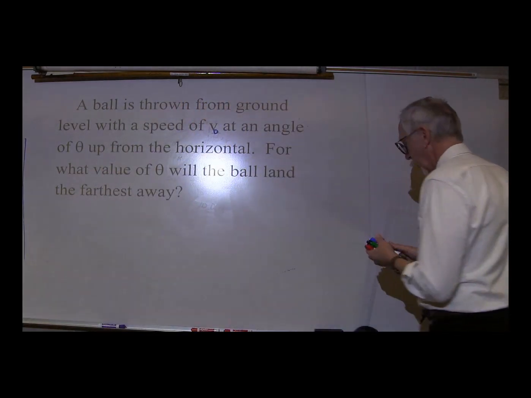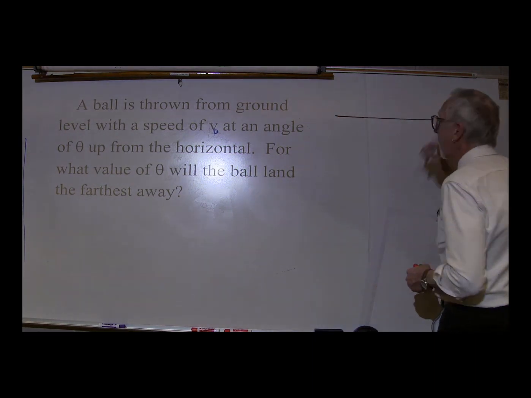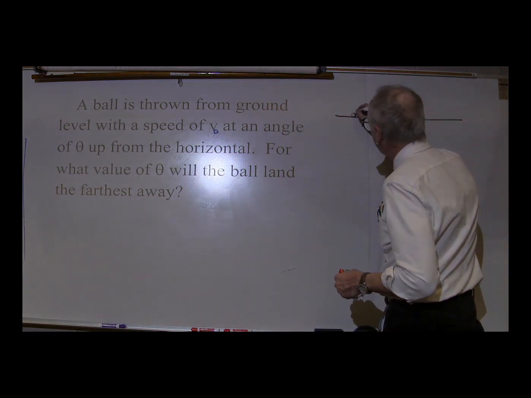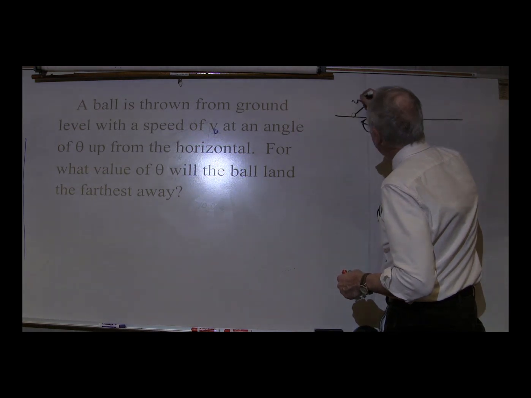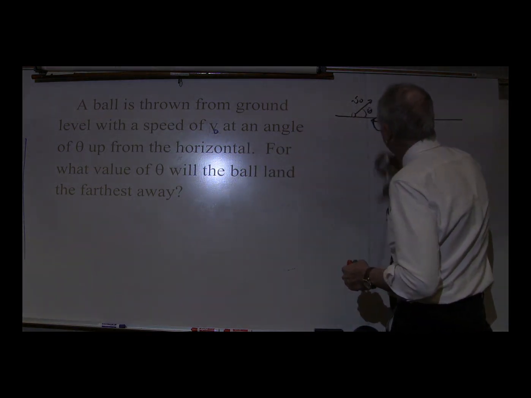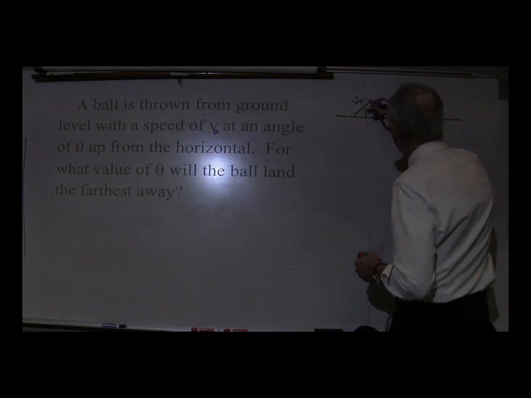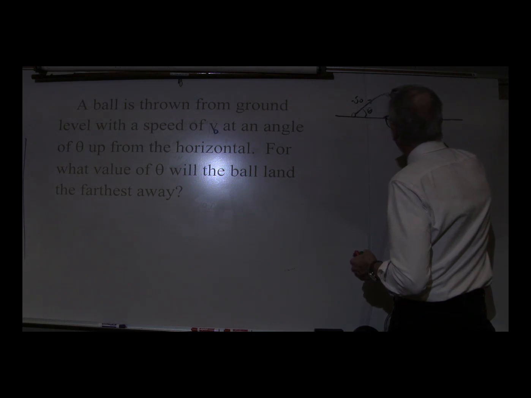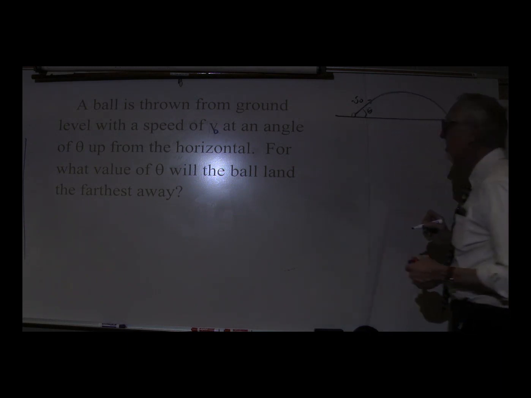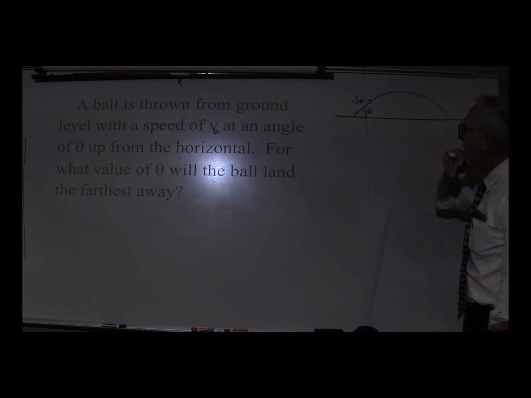So let's draw a picture here. What's going on? We are throwing from ground level with some initial velocity, v naught, at some angle theta. So what's it going to do? We expect it to go up and then down, symmetrically, like a parabola. But the question is, at what theta will we maximize the distance?